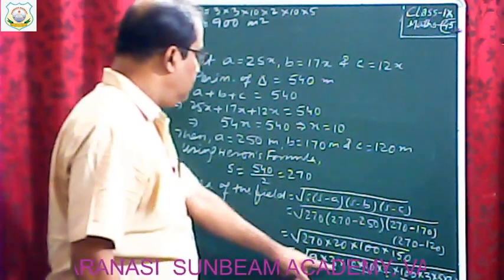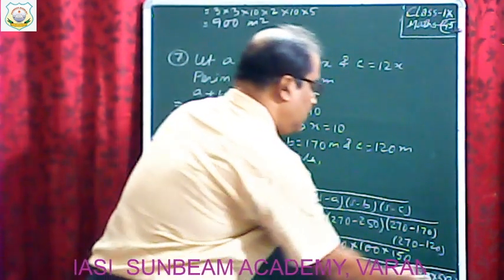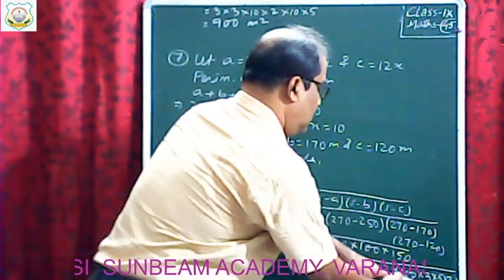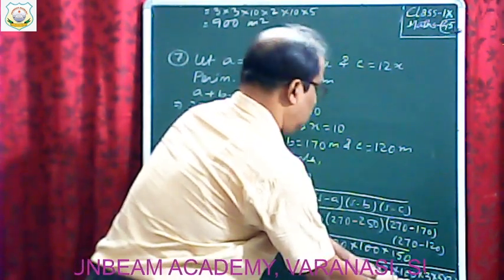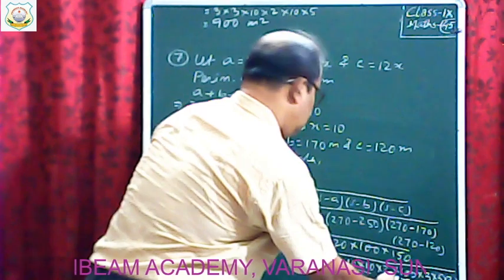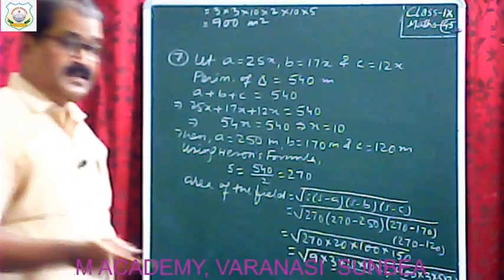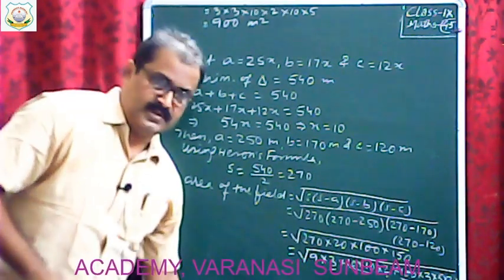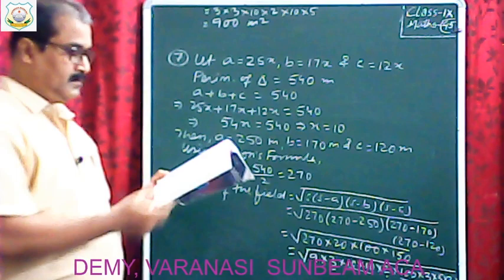9, 3 pair of 3 we get, 10 pair of 2 we get, 10 and pair of 5 we have, 900. Actually answer is given 9,000, that's why I have done these questions. Answer is wrong. Question number 7, isn't it?